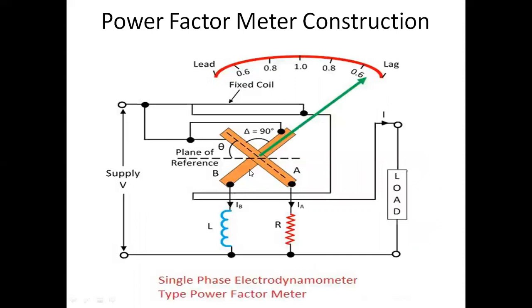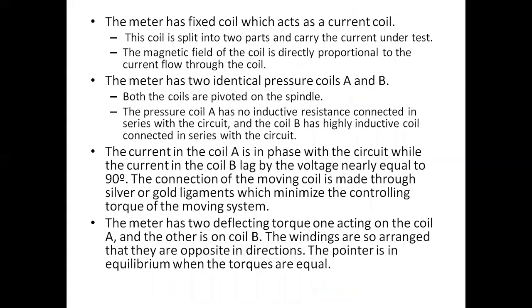Now here is the working. The current, when it is in resistance, so the voltage of coil A resistance should be in the same phase, but the voltage across terminal B, the resistance and inductance B, will be 90 degrees lag. Clear? The connection of the moving coil is made through silver and gold ligaments which minimize the controlling torque of the moving system. The meter has two deflecting torques.